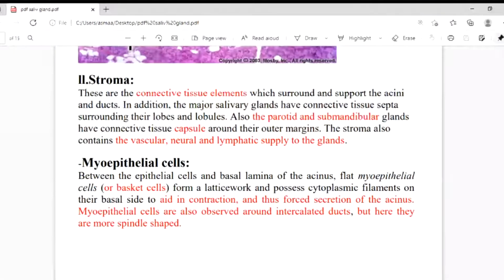Also, the parotid and submandibular glands have a connective tissue capsule, which covers them. It is located around their outer margins. The stroma also contains the vascular, neural and lymphatic supply to the glands.